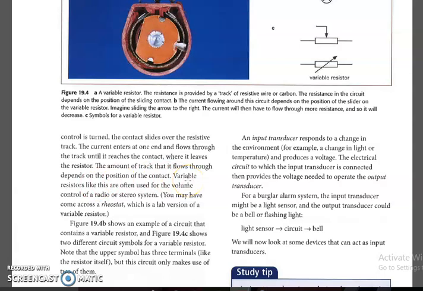They are telling you some examples also. These are the two types of figure of a variable resistor. The potentiometer itself is an example of a variable resistor.